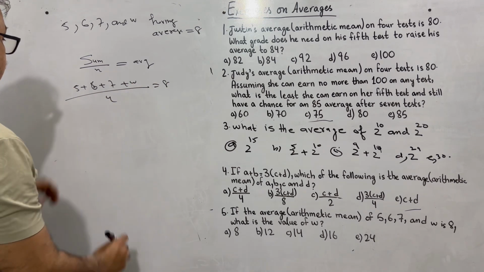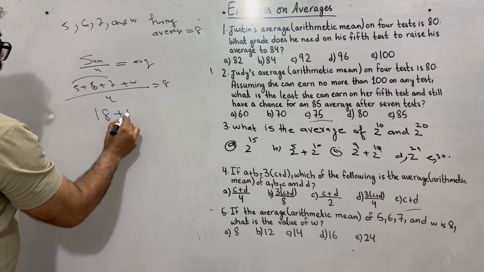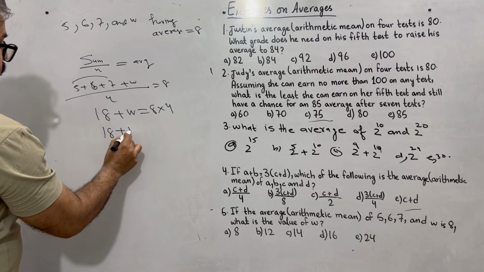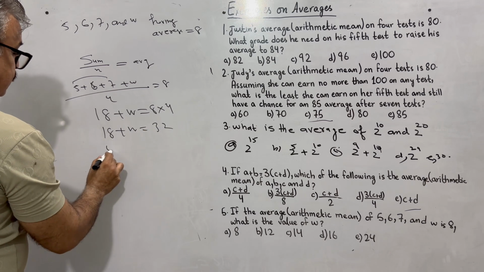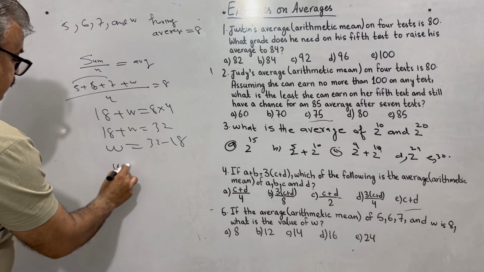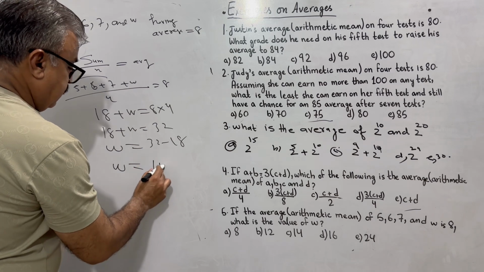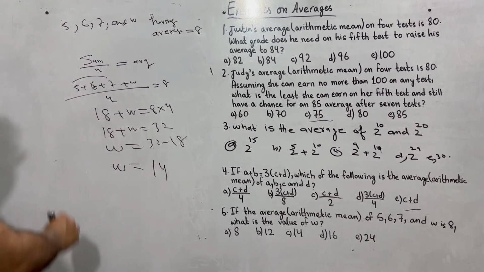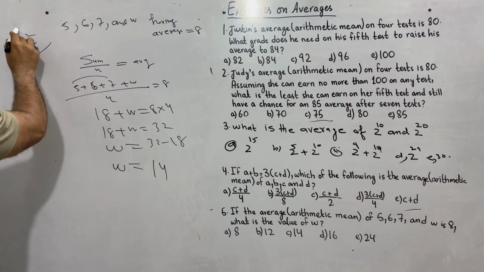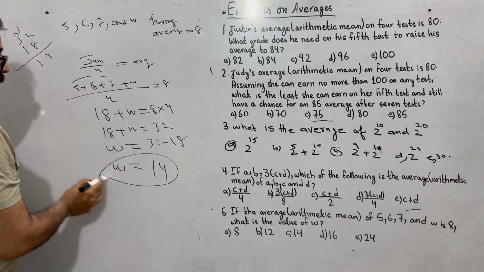Shift 4 here, 8 times 4. 5 plus 6 is 11, 11 plus 7 is 18, so 18 plus W is equal to 8 times 4, that's 32. 18 plus W is equal to 32. So W is equal to 32 minus 18. W is going to be 14. That is my answer. Let me verify: 30 plus 18, take 1 carry, 4 remains. Okay, bingo. So W is 14, our answer.